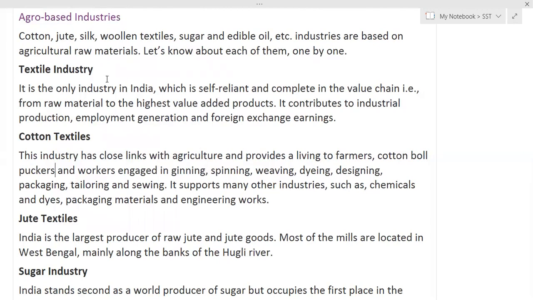Textile industry. There are so many agro-based industries, like the textile industry. First let's see the textile industry. It is the only industry in India which is self-reliant and complete in value chain, that is from raw material to the highest value added product. It contributes to industrial production, employment generation, and foreign exchange earnings.